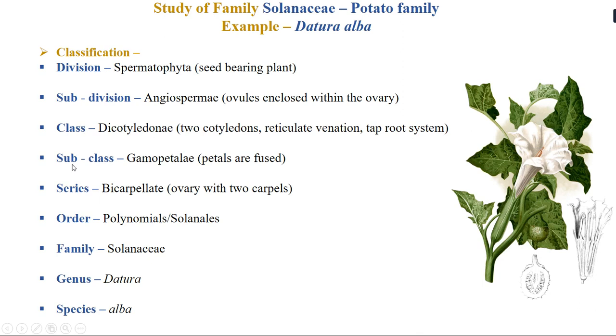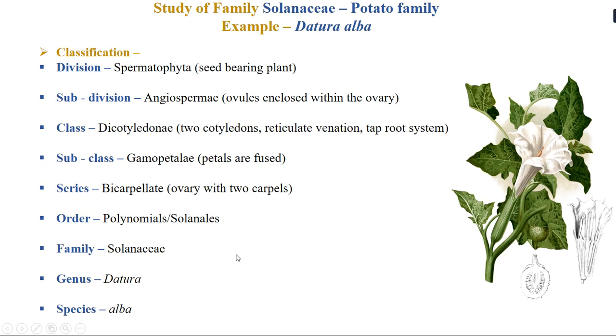Okay. Subclass will be Gamopetalae, where the petals are fused. Series is going to be bicarpellate. That means the ovary is made up of two carpels. Order will be Polemoniales or Solanales, and the family is going to be Solanaceae. Genus is Datura and species is Alba.